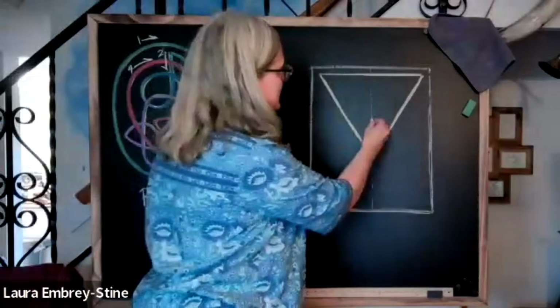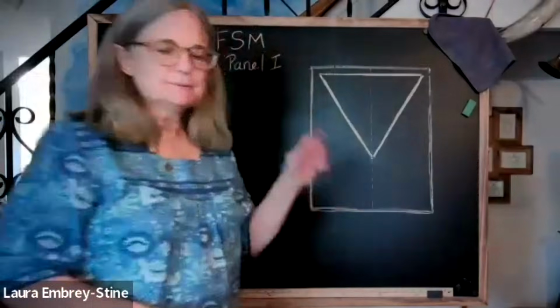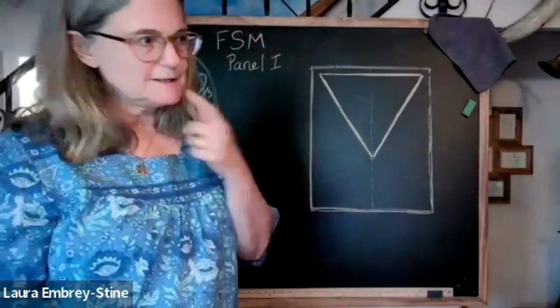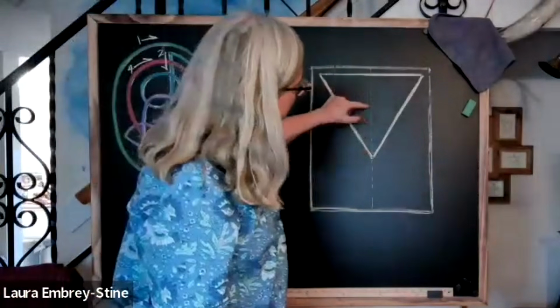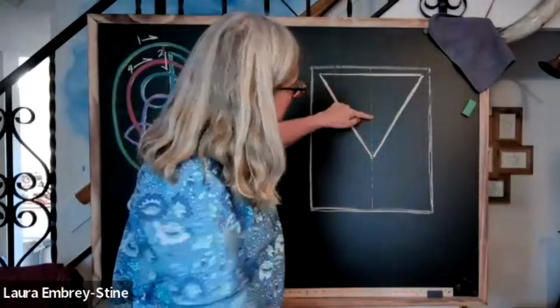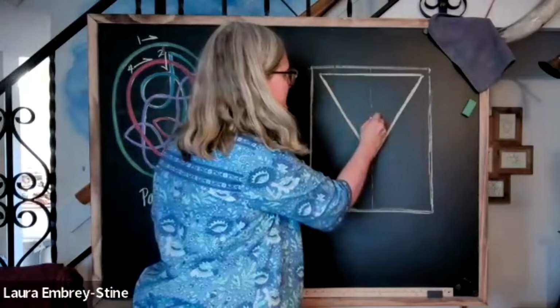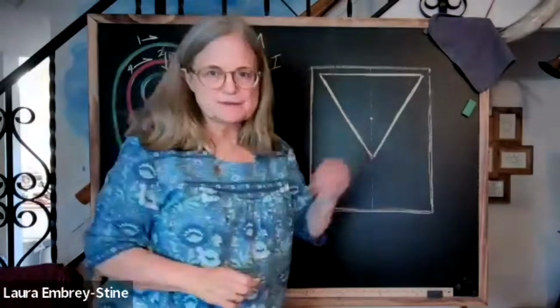Okay. And then we're going to make a dot up a ways. I would say about a third of the way. Let's see, that's about halfway. So just a little bit below that. It's not really a third, it's a little bit more than that.